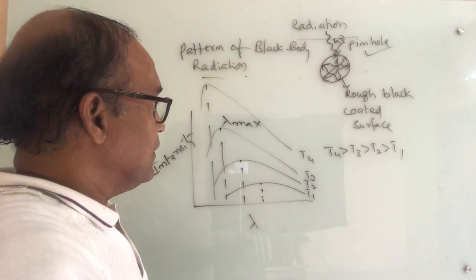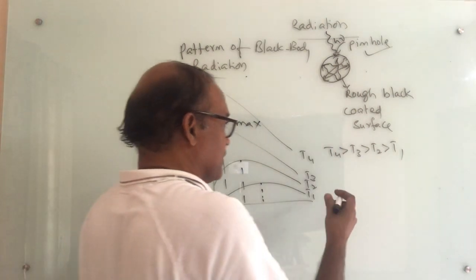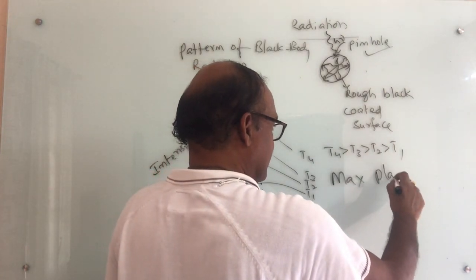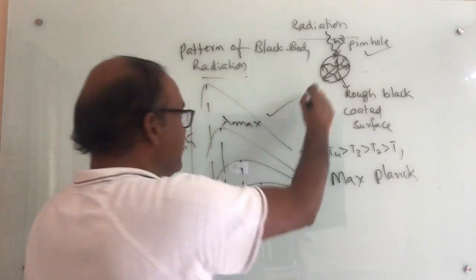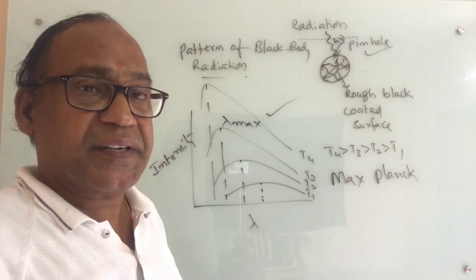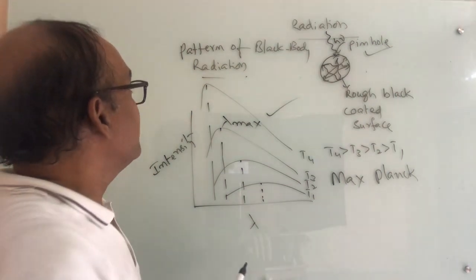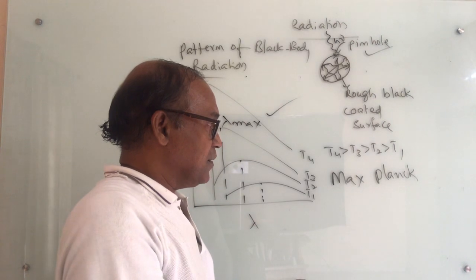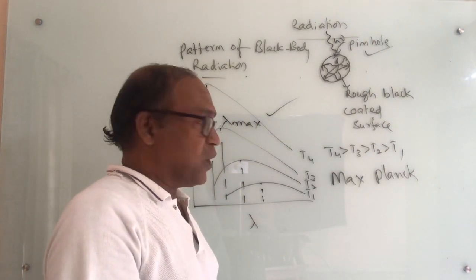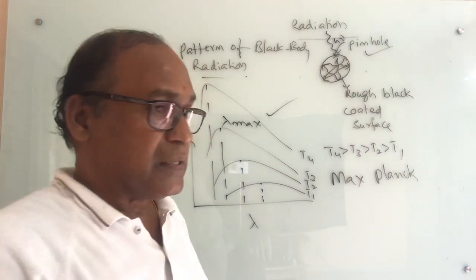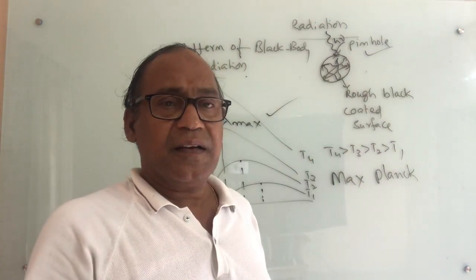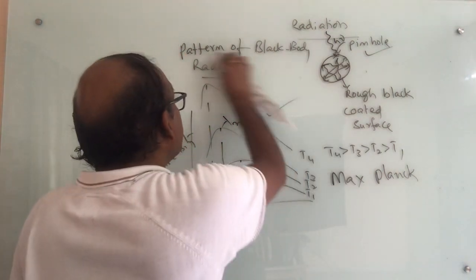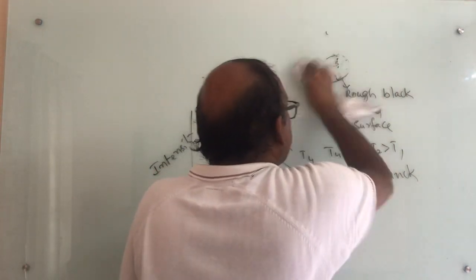And one scientist from Germany, Max Planck, could explain the complete pattern of black body radiation. The success of his theory was due to a different idea he had taken. With that idea, he was able to explain the complete pattern of black body radiation.